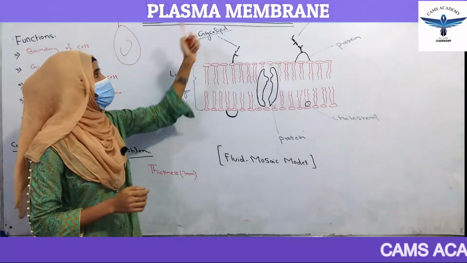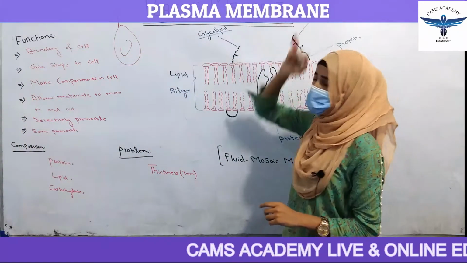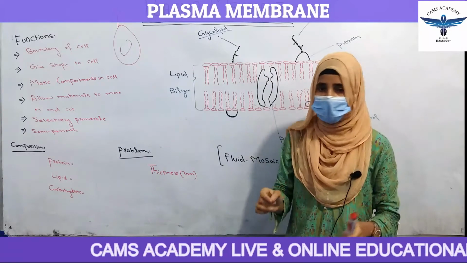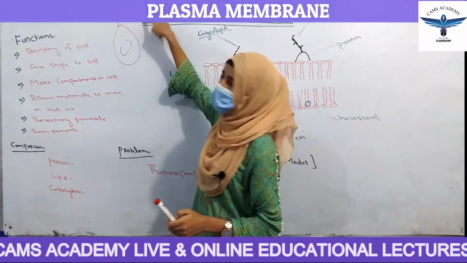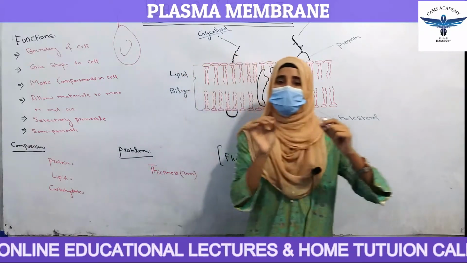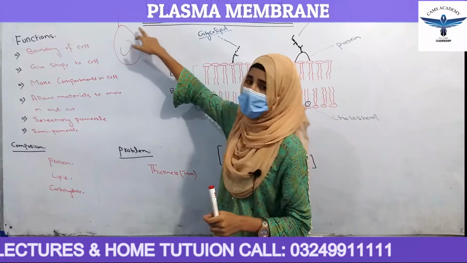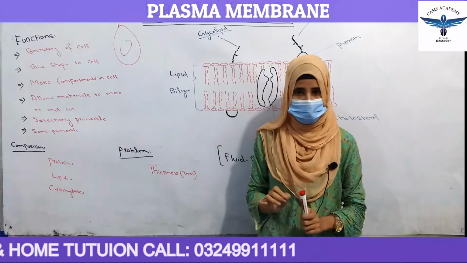Why do we call it plasma membrane or cell membrane? Plasma membrane is basically the outer layer. Any outer layer or boundary we call plasma membrane. But in cell membrane, any membrane of a cell we call a cell membrane. So that's why we call it plasma membrane as well as cell membrane.